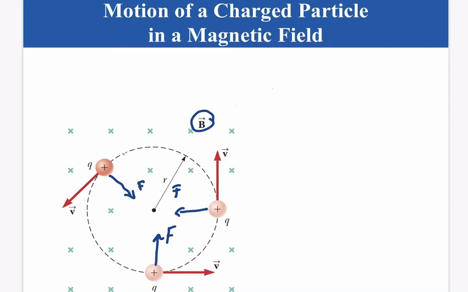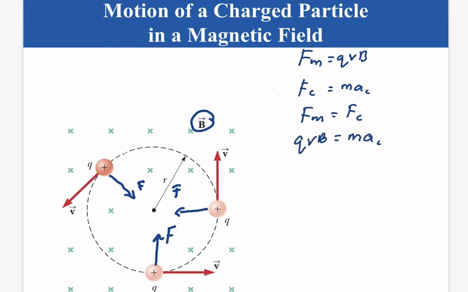Let us recall the equation of magnetic force and the equation of centripetal force. Therefore, we can equate Fm equals Fc. We can use Newton's second law to write the equation. This equation says that the radius of the path is proportional to the momentum of the particle and inversely proportional to the charge and the magnetic field.